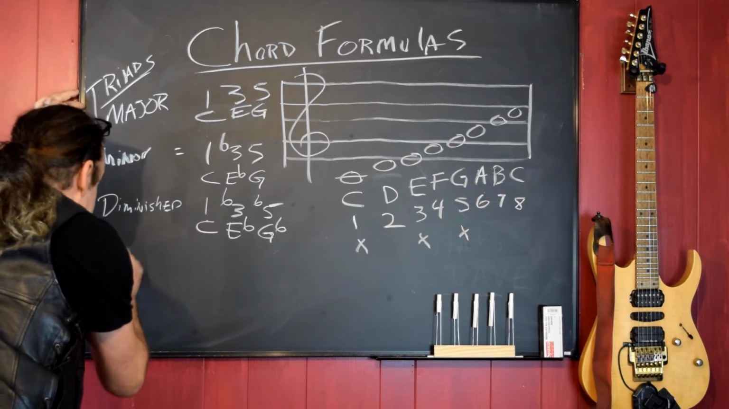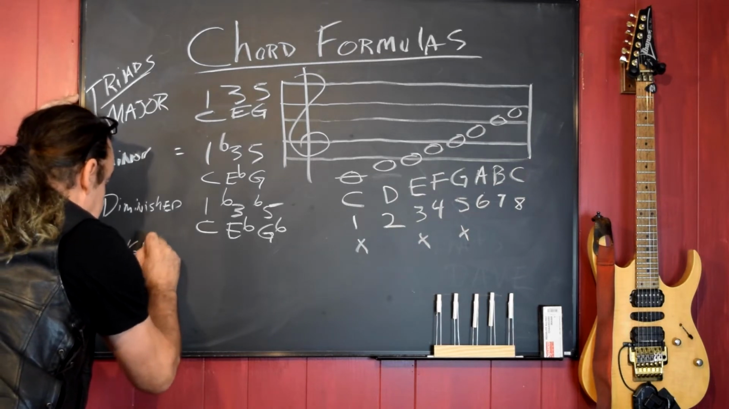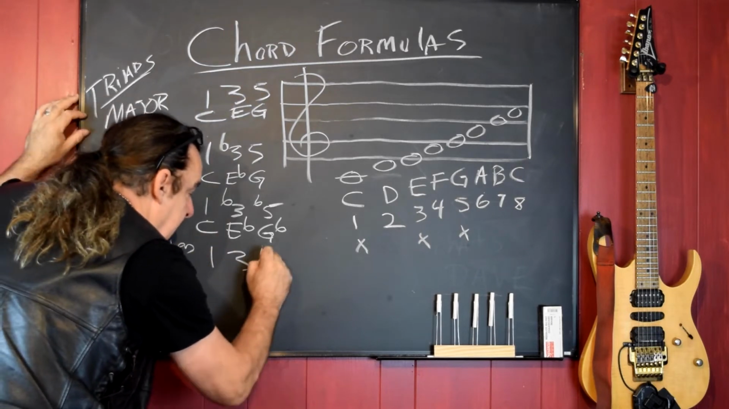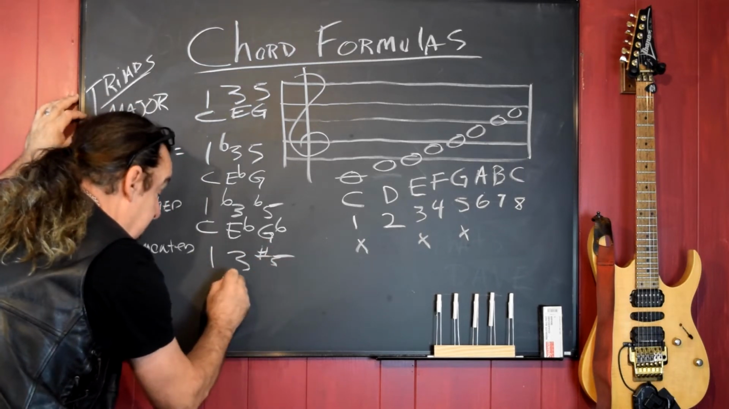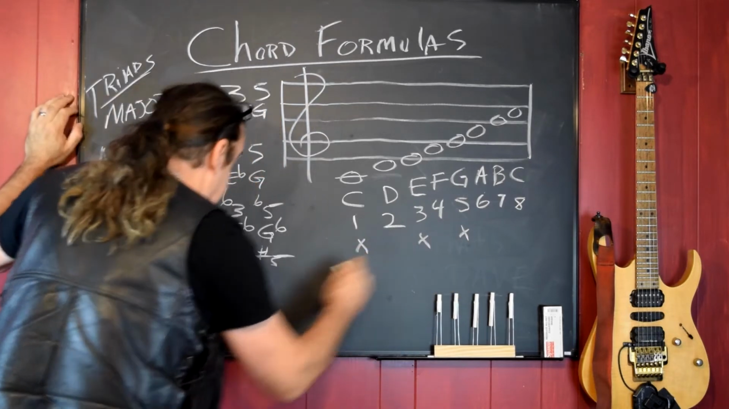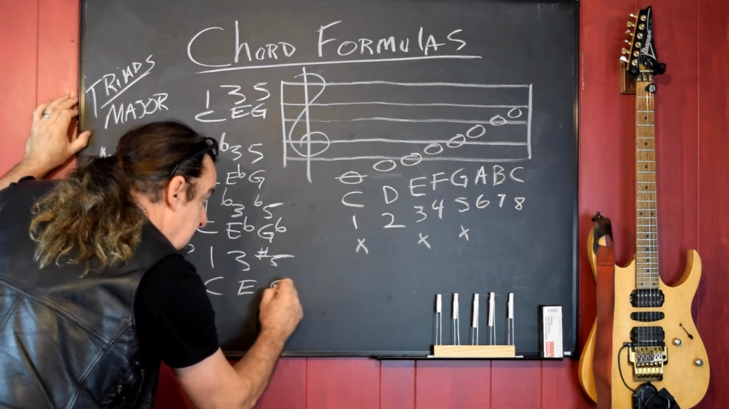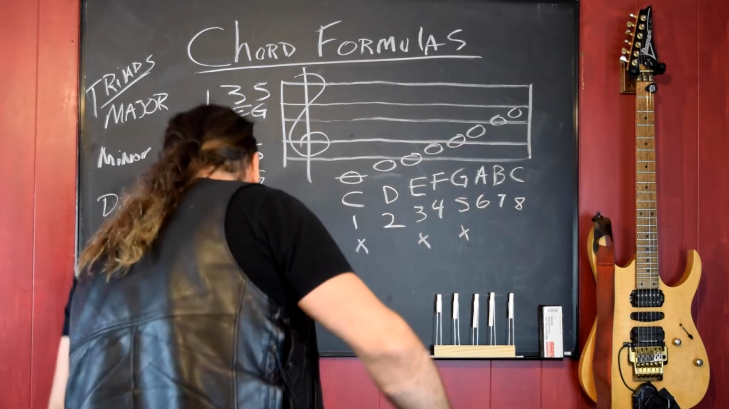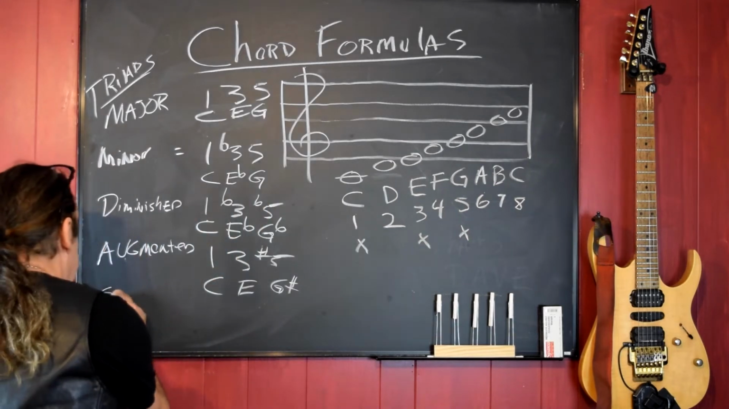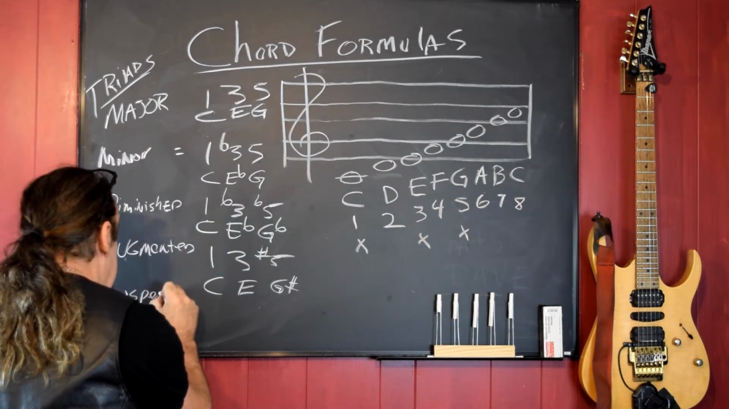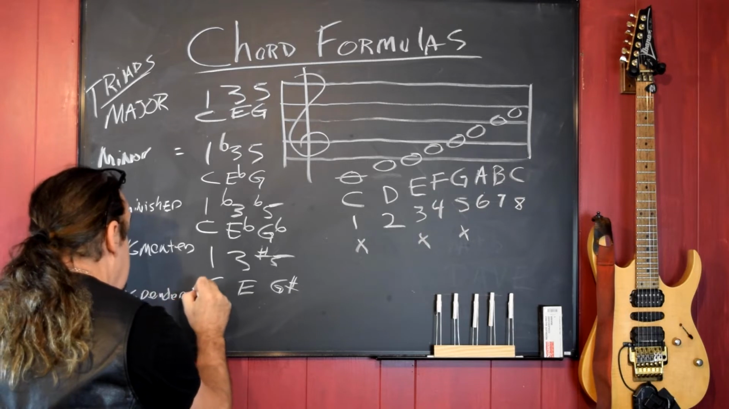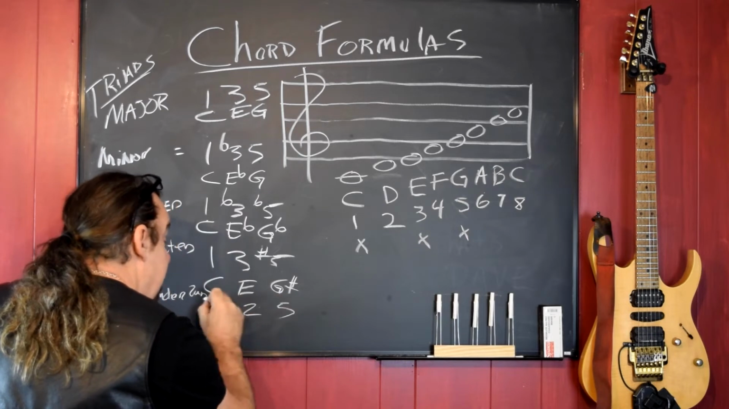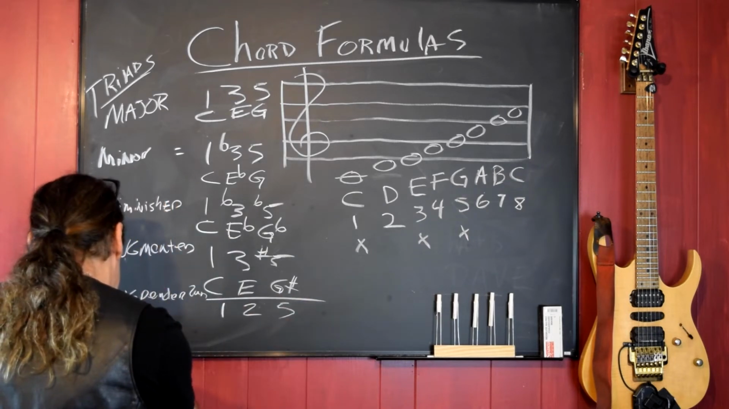Okay, and last but not least, there's an augmented chord, A-U-G-M-E-N-T-E-D, which is 1, 3, and sharp 5, which is C, E, and G sharp. Okay, this group is almost finished. The other two chords you could call sus, suspended, S-U-S-P-E-N-D-E-D, suspended second, which is 1, 2, and 5, and suspended.